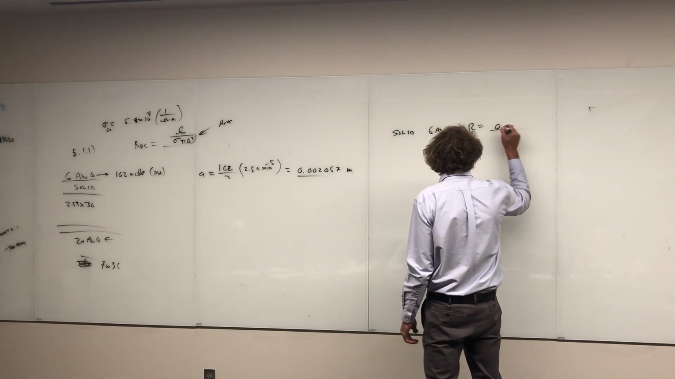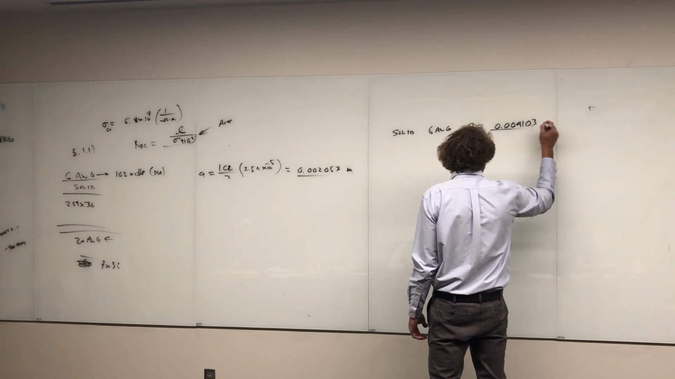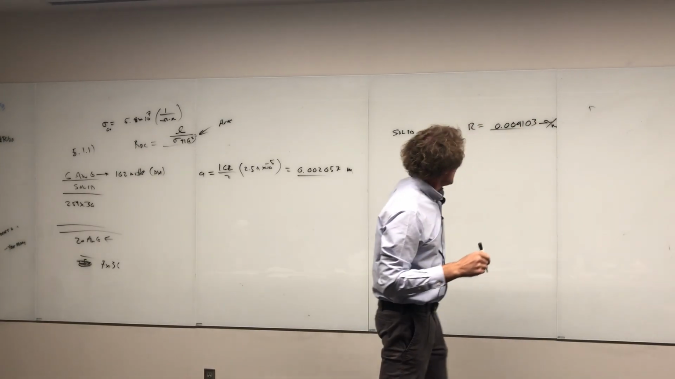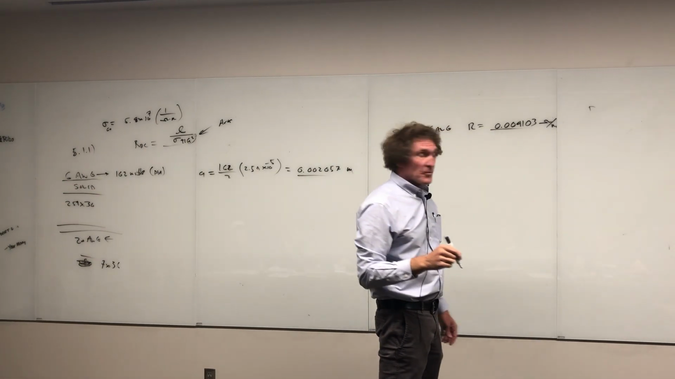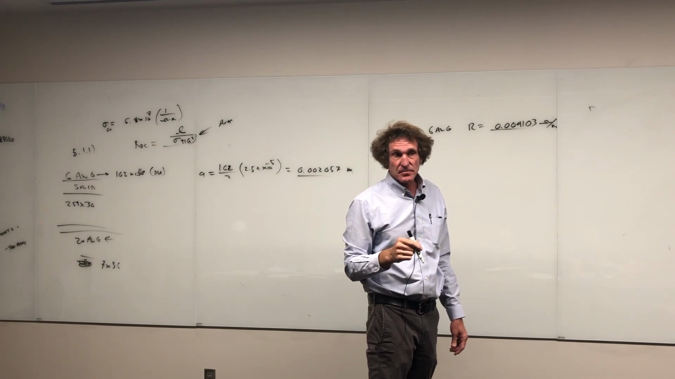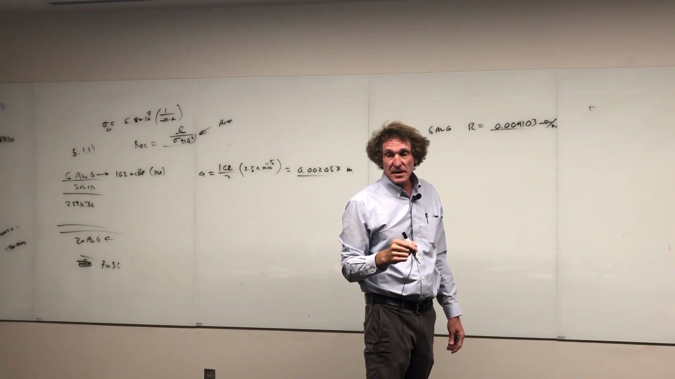0.004103. Say that again. 0.004103. That's ohms per meter. Is that right, class? Is it 4.103 milliohm per meter? Is that what the answer? I gave you the answers. 1.3, and this is a DC?